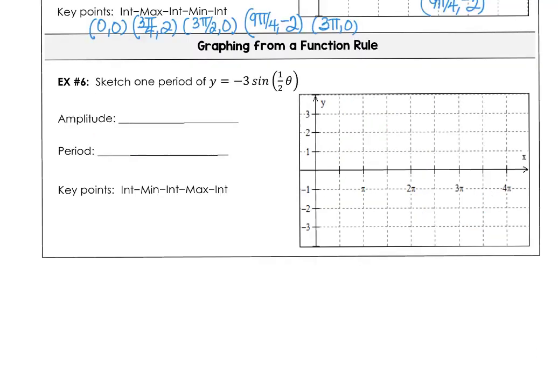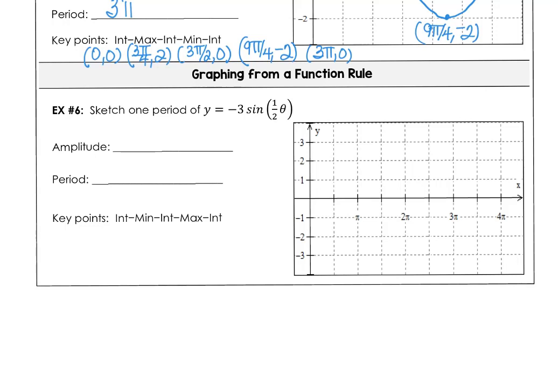And finally, our last example, we want to sketch one period of y equals -3 sine 1/2 theta. So here's the trick. When the amplitude is given, you always answer with a non-negative number. So our amplitude is 3. And then to find the period, as in the previous example, we want to think about 2 pi divided by our b, and this is our b value here. So 2 pi divided by 1/2 means the period is going to be 4 pi.